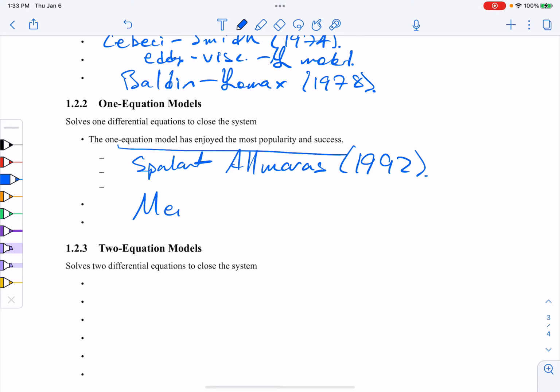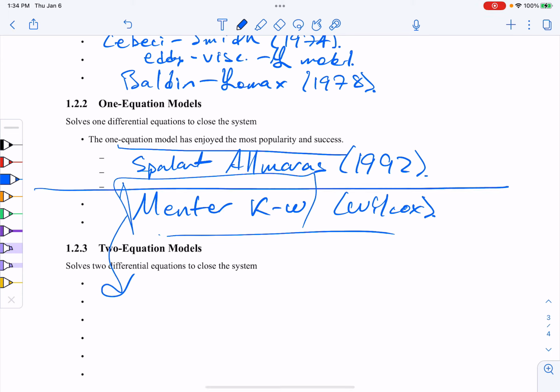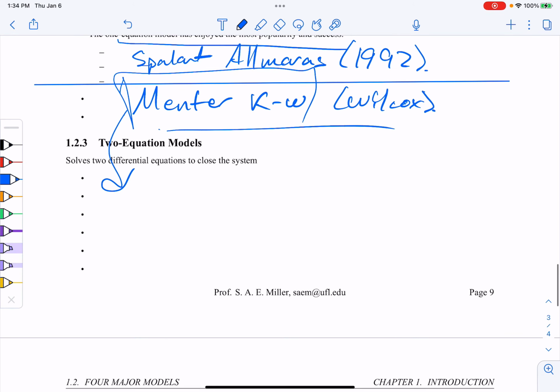The other super popular model is Menter's k-omega or the Wilcox variant, and we'll look at this model too. And that's actually a more accurate model. Oh, excuse me, that's a two-equation model. Gotta put a line here. And remember, these are two differential equations.